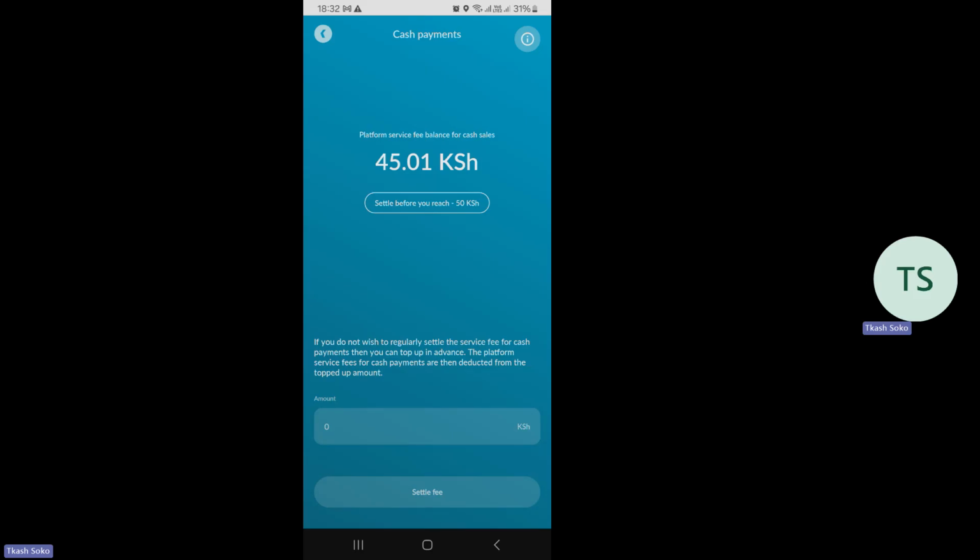The platform service fee, I'm being told, for the cash sale is 45.01. I'm also being told that I'm supposed to settle this before it reaches negative 50. What does that mean? That I can still make some sales even if this is below 0. What am I meaning there?